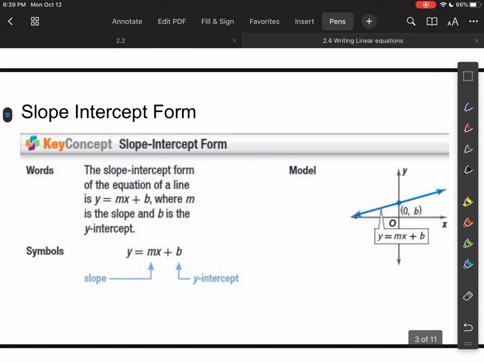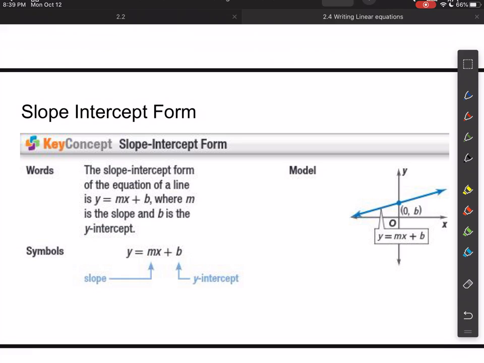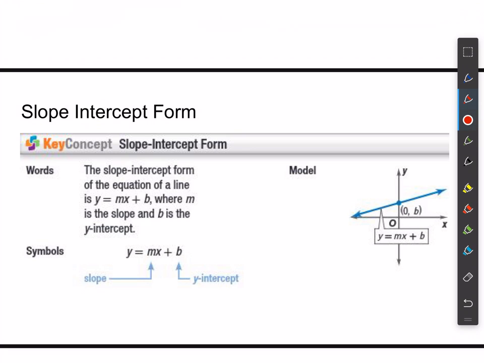So the first one is the one that we should be super familiar with, and that is the slope-intercept form. This is the one we spend most of our Algebra 1 time working on. Just to review, that is the y equals mx plus b form, in which m is just a number that represents our slope of a line, and b is the y-intercept.